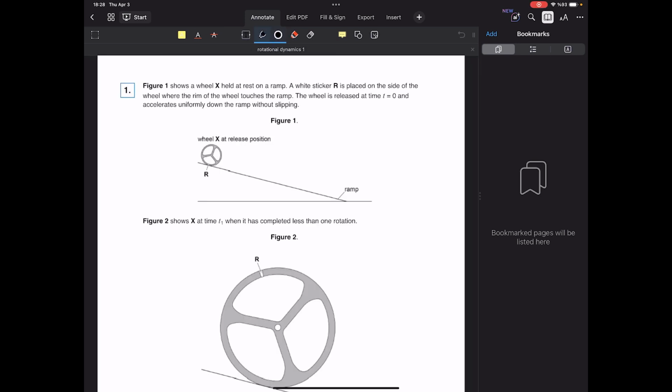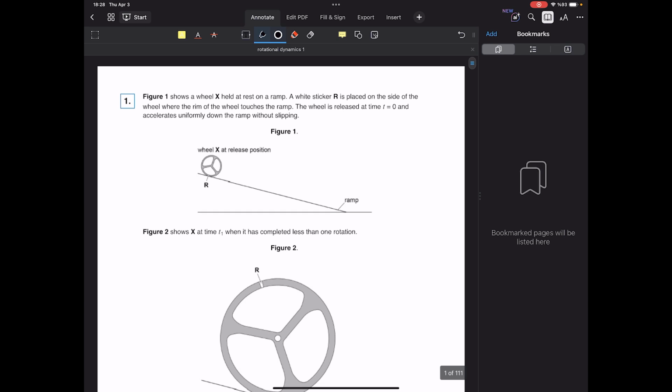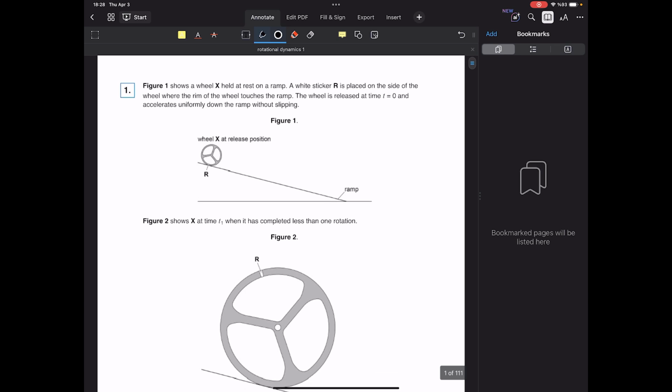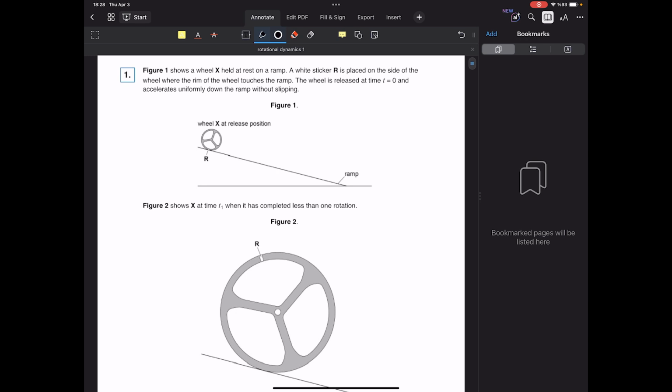Alright everyone, now let's continue with some rotational dynamics questions. I'm going to solve A-level questions that we have solved in class, because there's a really high chance these questions appear in the exam. This question is about a wheel that is at rest on a ramp and then is released and uniformly accelerates without slipping. The important part is that it's held at rest at the beginning.